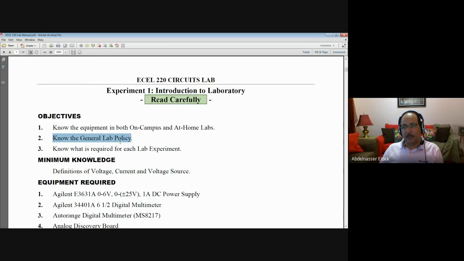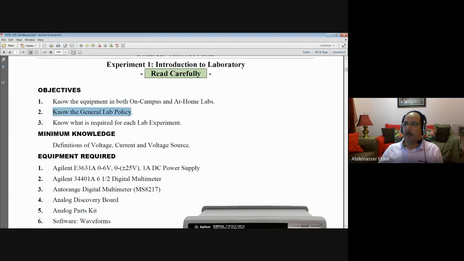You need to know the general lab policy, as I explained before. It is at the end of this lab manual, so you need to read it very carefully. You need to also know what is required for each lab, as I said before. As I said before, there is 10% for each exercise and 25% for the formal lab report for experiment number 9.